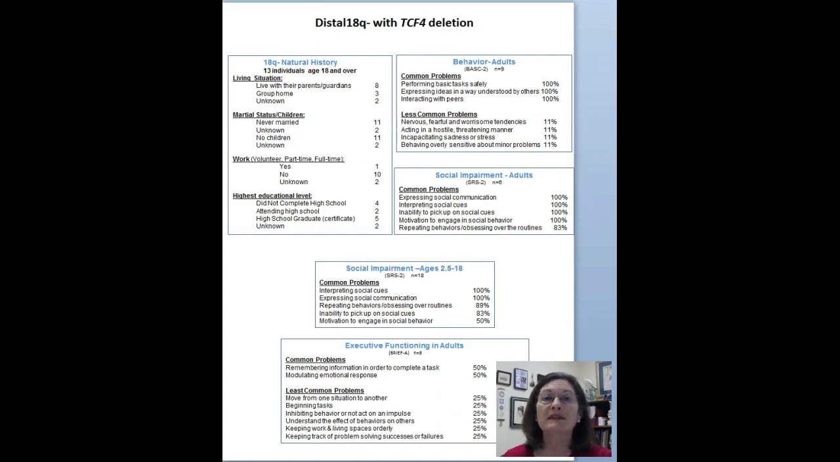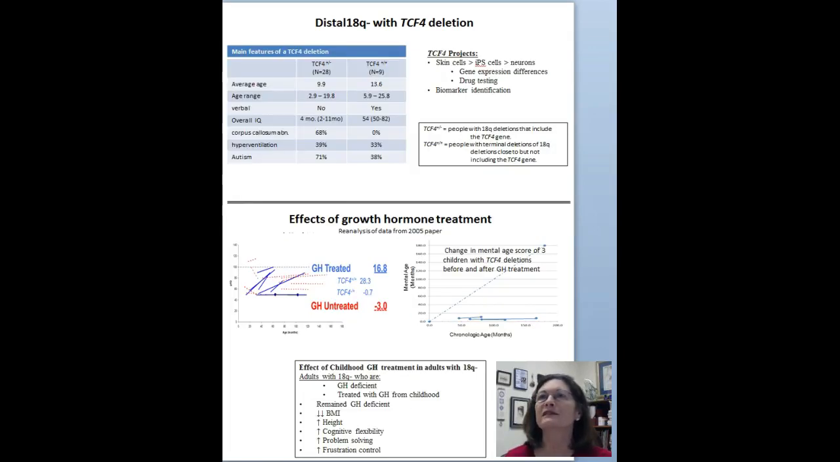Now, people with distal 18q- with a TCF4 deletion have their data shown here. Again, this is the same as for proximal. It's natural history, behavior information in the adults, information about social impairment and executive function. And again, I think this is self-explanatory, so I won't go over the details of that.